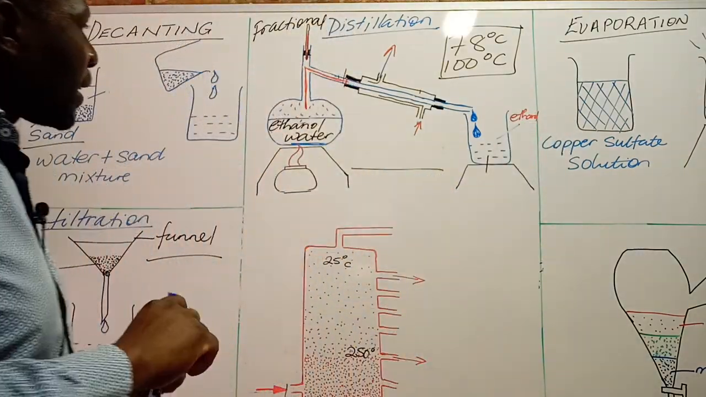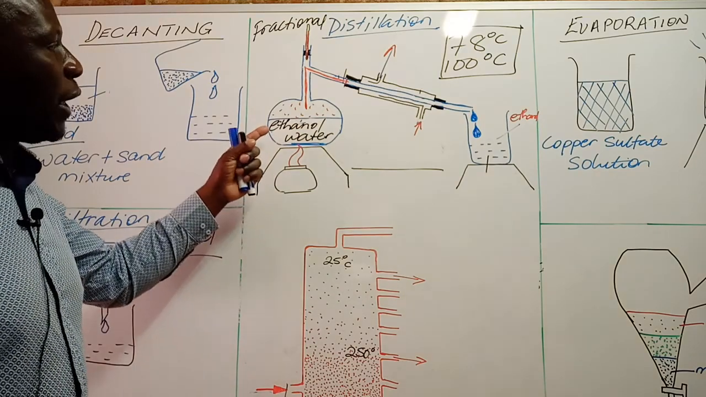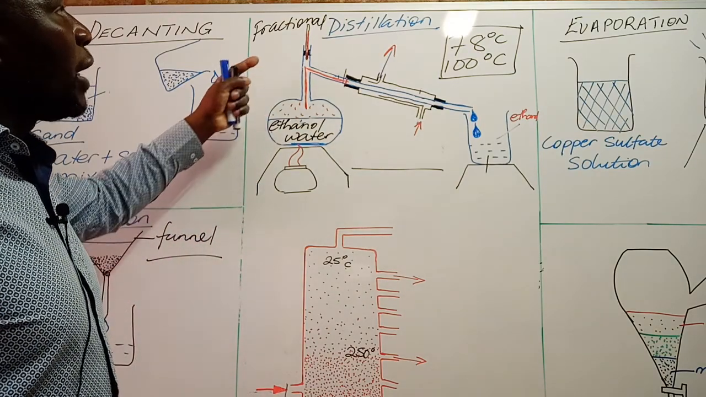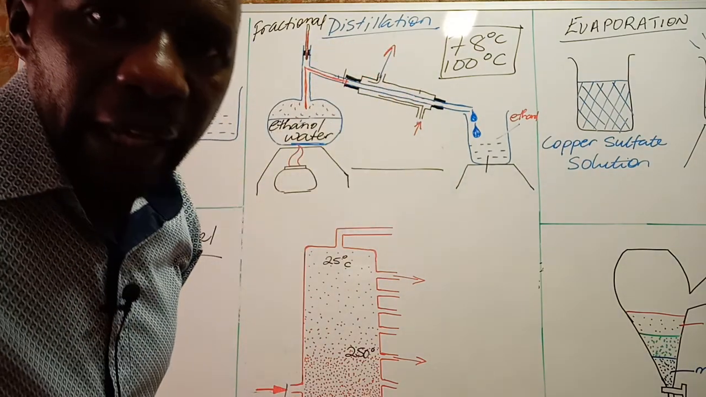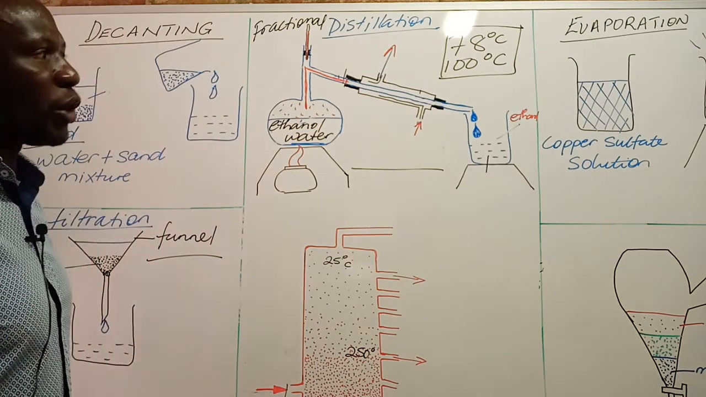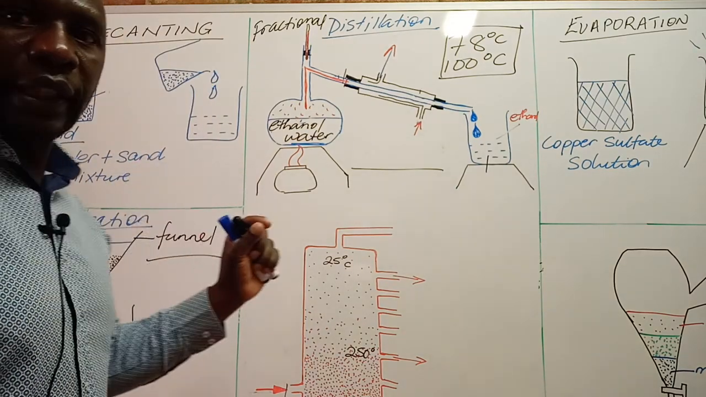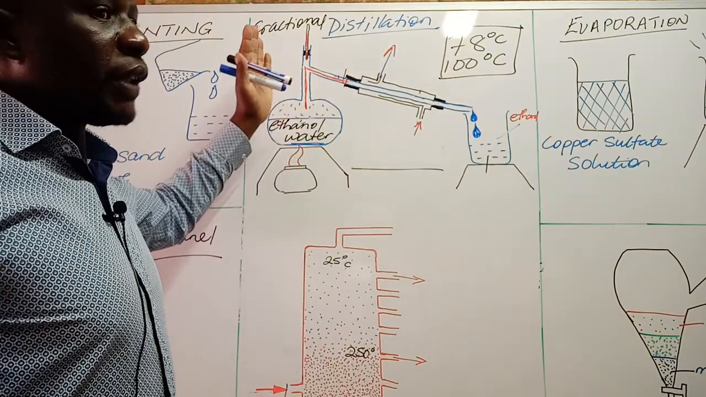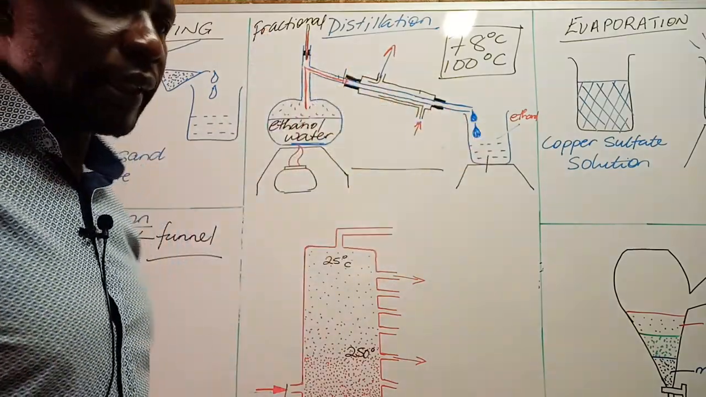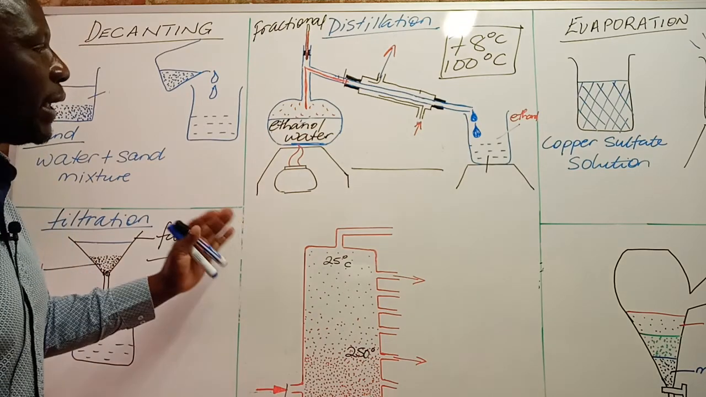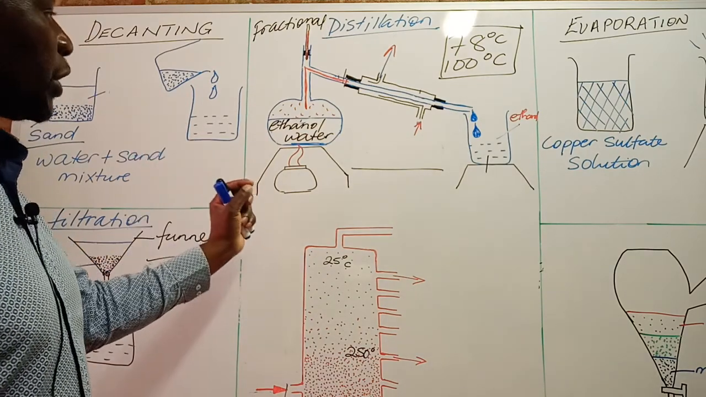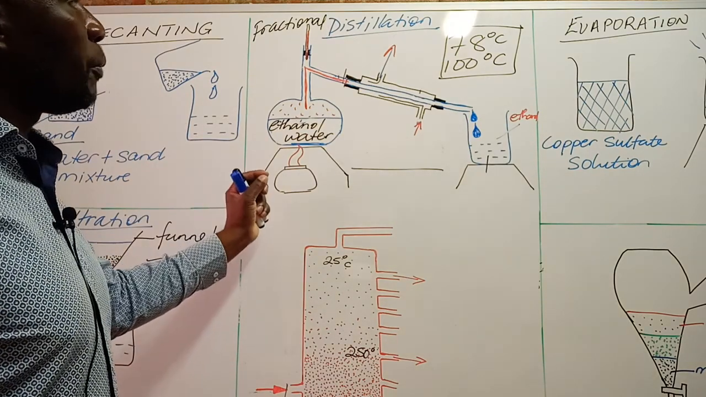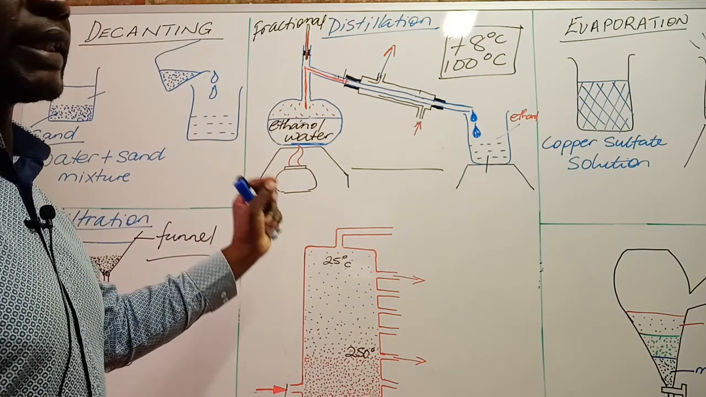When we realize that there is no more boiling happening while maintaining our temperature at 78 degrees Celsius, at that moment it means that all our ethanol is boiled out and it is collected in our beaker. We then need to increase the heating temperature to 100 degrees Celsius.